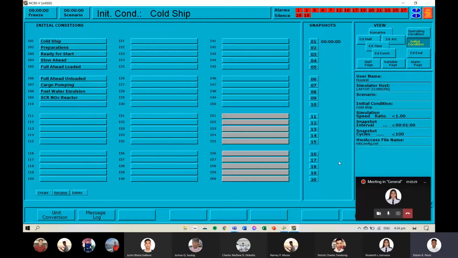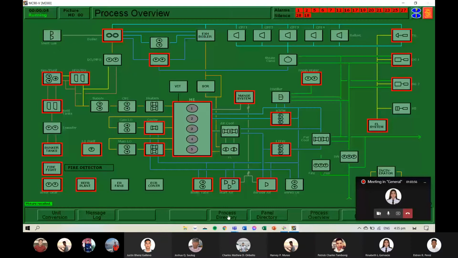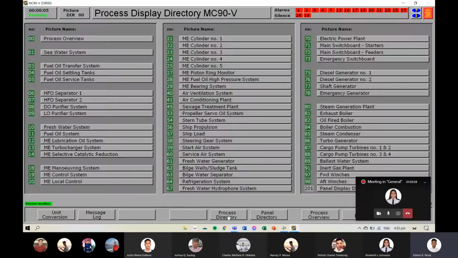Good day, everyone. I am Midshipman Perez Eldren R. Today, our group will be going to demonstrate the starting procedure of power generation from cold ship to diesel generator 1 and 2 using the Kongsberg simulator. To start the simulation, set the simulator to cold ship as the initial condition. Then, press F1 to run the simulator and F7 to select the directories.